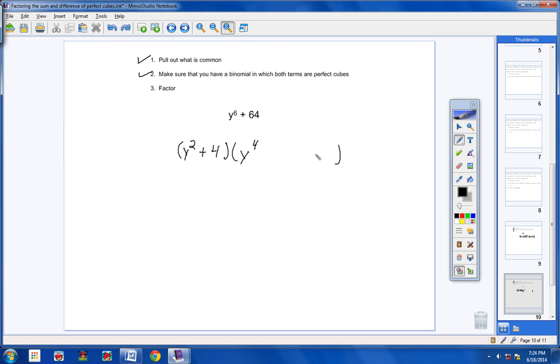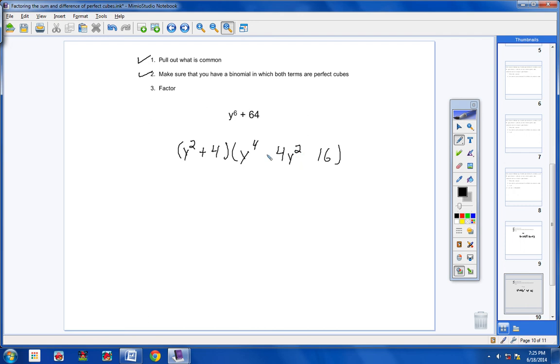Well, 4 times 4 is 16, so you put the 16 right here. Now, next, in your head, you take this term here times this term here. Y squared times 4 is 4y squared.